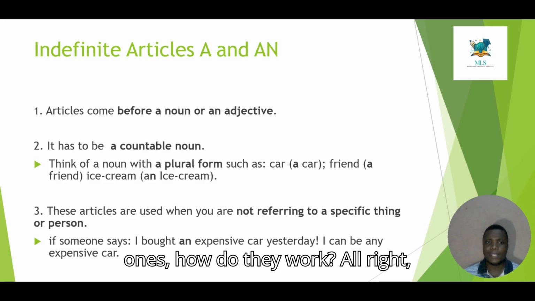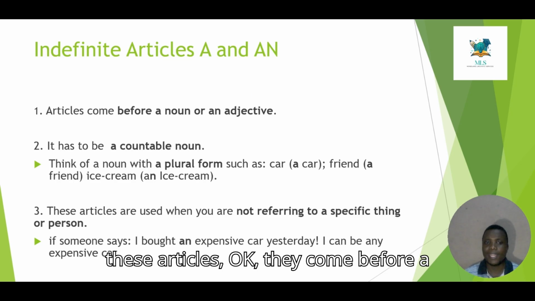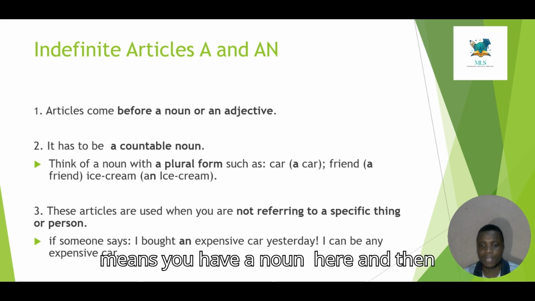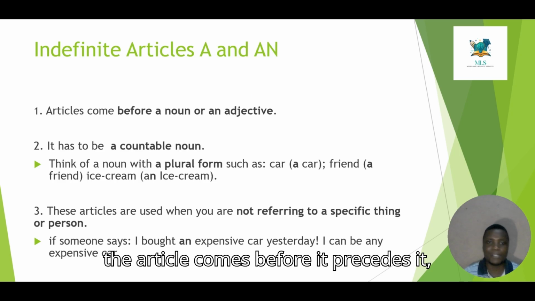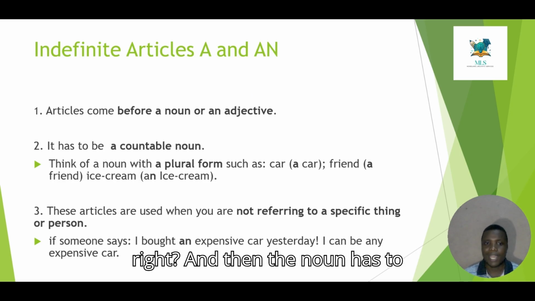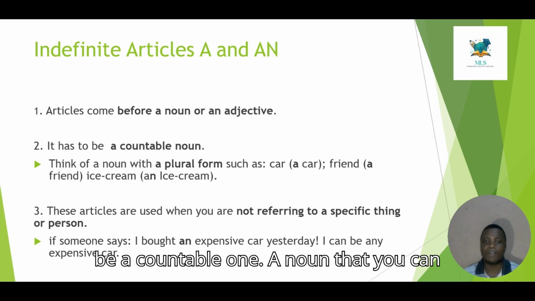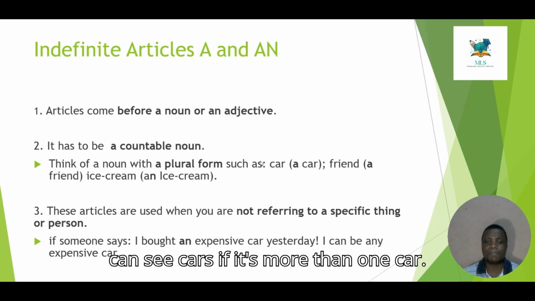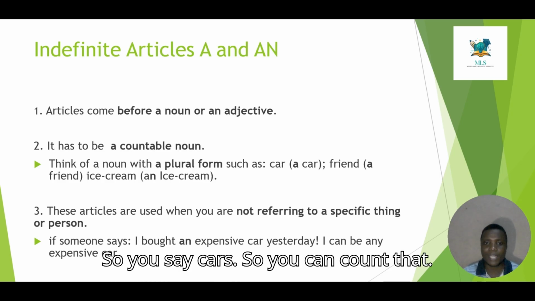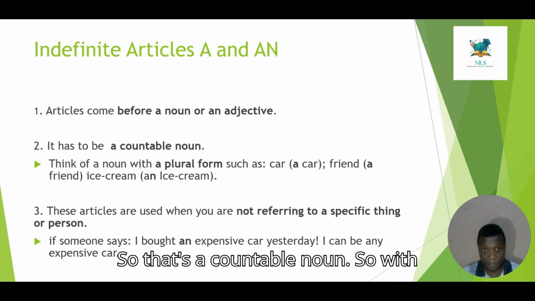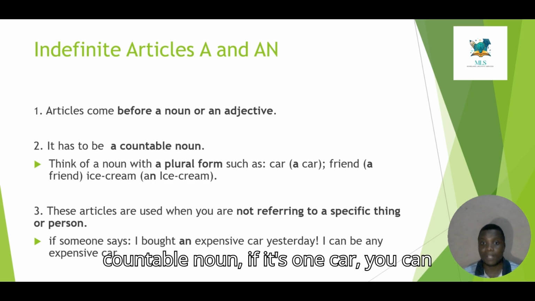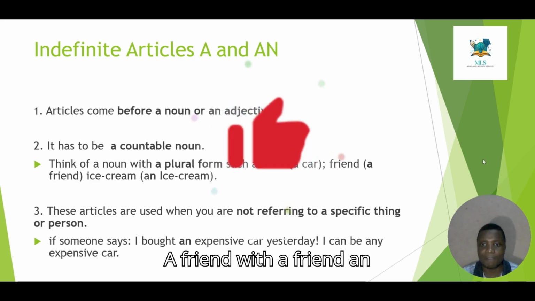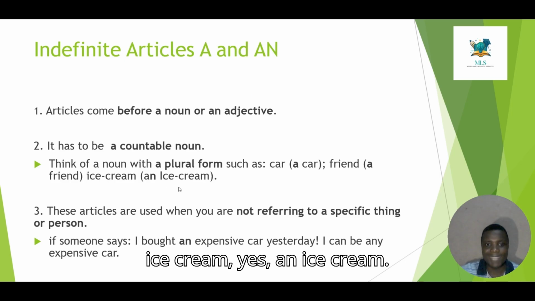All right, these articles, okay, they come before a noun or an adjective. The coming before means you have a noun here, and then the article comes before it, precedes it, right? And then the noun has to be a countable one, a noun that you can count. Think of a noun such as car, okay, car, and then think of its plural. You can say cars if it's more than one car. So you can count that, so that's a countable noun. So with a countable noun, if it's one car, you can say a car, all right? You are mentioning it. A friend, we have a friend. An ice cream, yes, an ice cream.